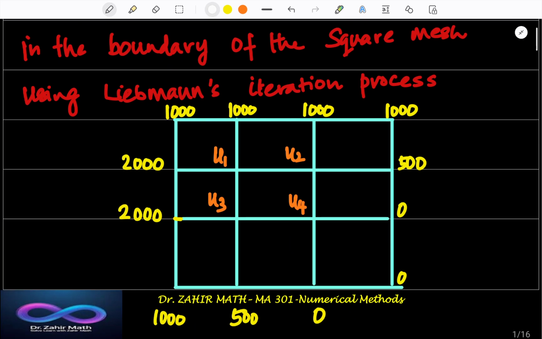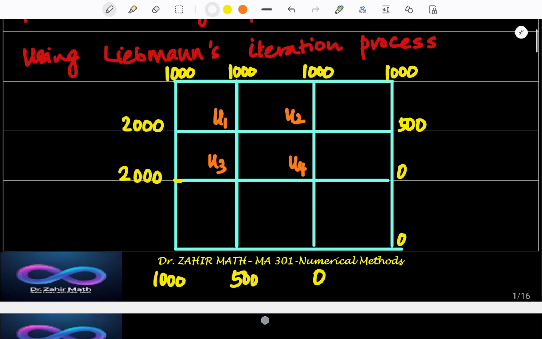All the boundary values are given. So this point is 1000, 500, 0, 0, 0, 500, 1000, 1000, 1000, 1000. All the corner points they have given. Your job is to find these interior grid points values. So you're going to calculate U1, U2, U3, U4.